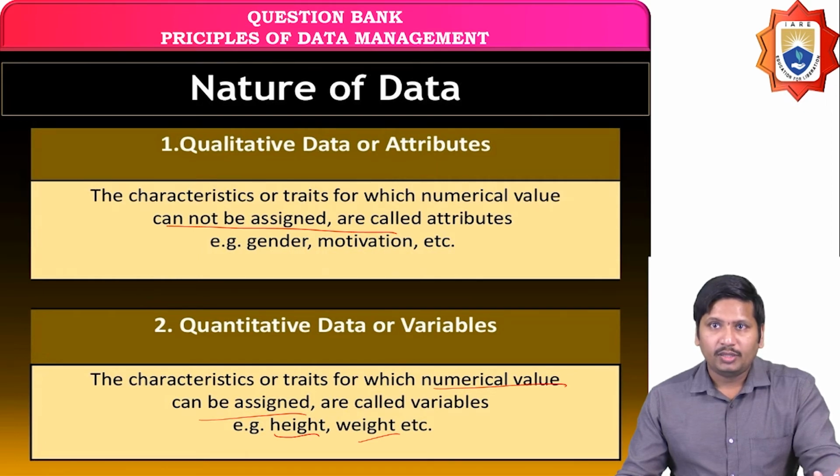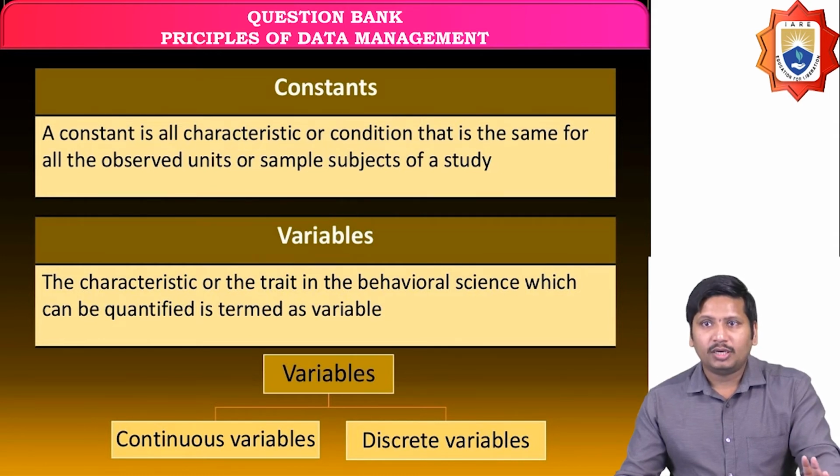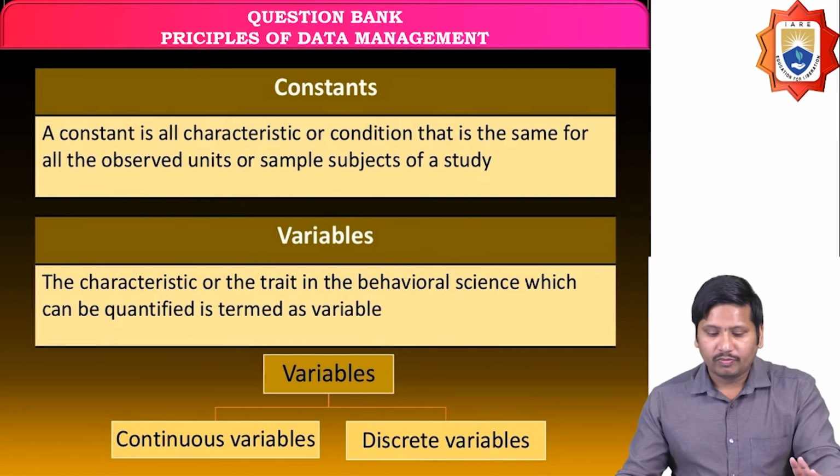So where the characteristic or trait is one to which a numerical value cannot be assigned, that is qualitative, and the characteristic or trait to which a numerical value can be assigned should be considered like height and weight. Next, another terminology is constant. A constant is a characteristic or condition that is the same for all observed units. And a variable is something in behavioral science which can be quantified in terms of numbers, so that should be considered as the variable.